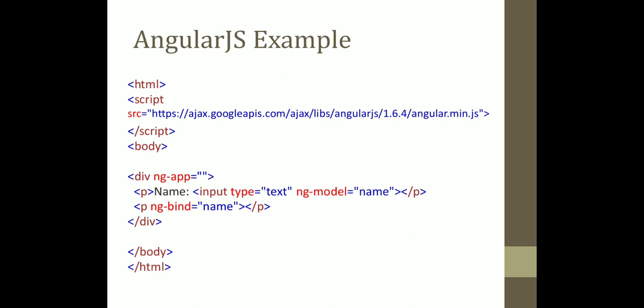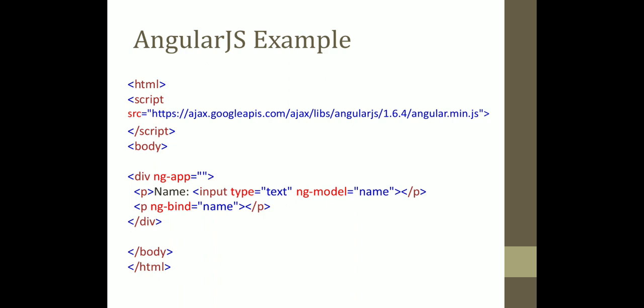So basically we have started with the HTML, script and script tag for including the Angular link in the program. I have provided that particular link. Then in the body tag I have defined ng-app. Then in the paragraph, name, input type is text, ng-model name is name. It is a basic syntax example of your AngularJS.